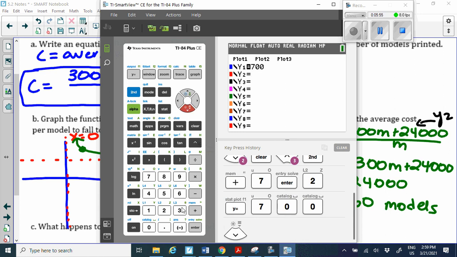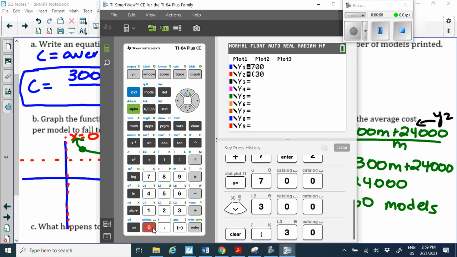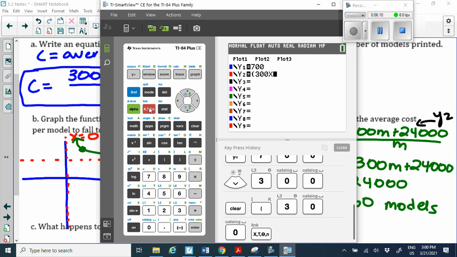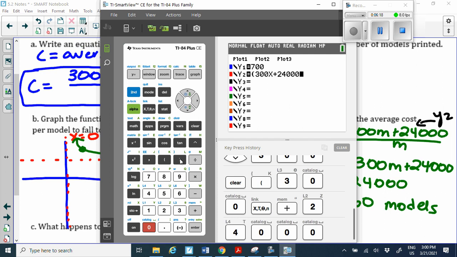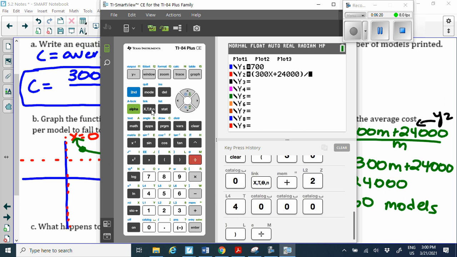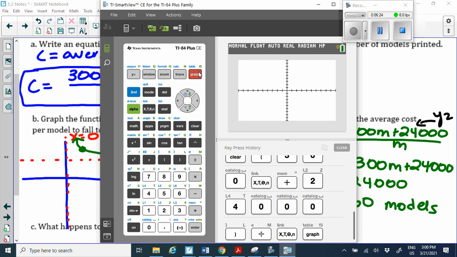And then here, the thing is, when we use different variables, we can't really do that. We still have to use x and y. So here I will still have to use x. And actually, let me clear this, because since our numerator has multiple terms, I do got to use parentheses. So I have 300x, you got to use the x that's right next to the apple key, plus 24,000. Then parentheses, and then we'll divide it by, and then we got to use x again. So we press graph, and we don't see anything, right?